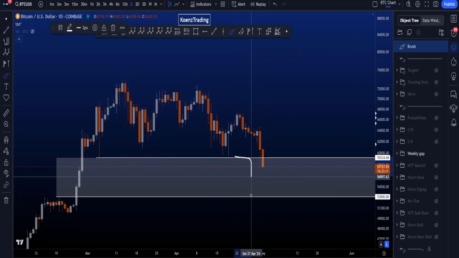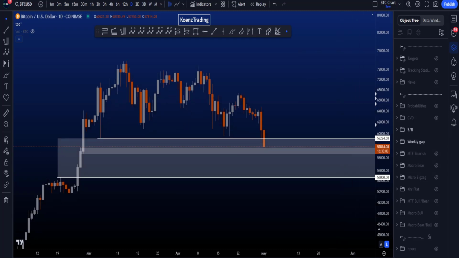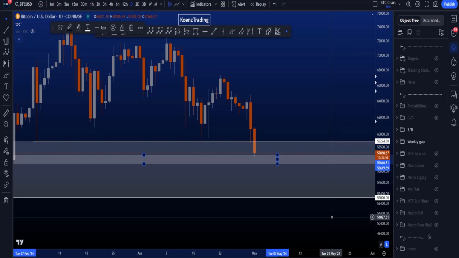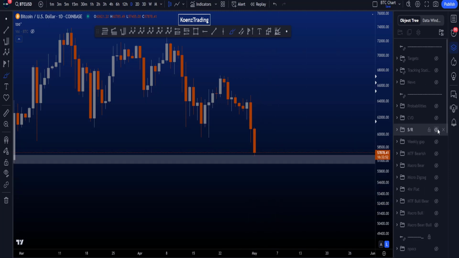But if you close daily candles inside the gap, it increases probabilities to fill the gap and move down to 53k. Of course, we have that support resistance area, which we have just touched here, which is important, 57.6 to 56.6k. If this one fills, probabilities really increase to move to 53k.